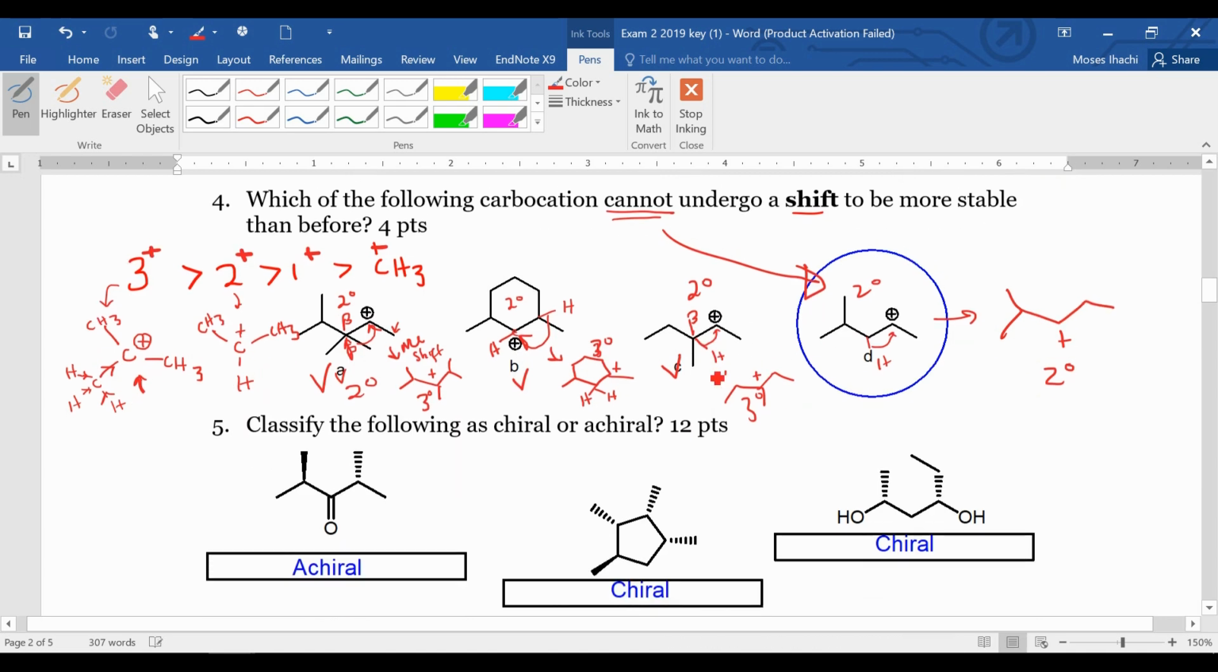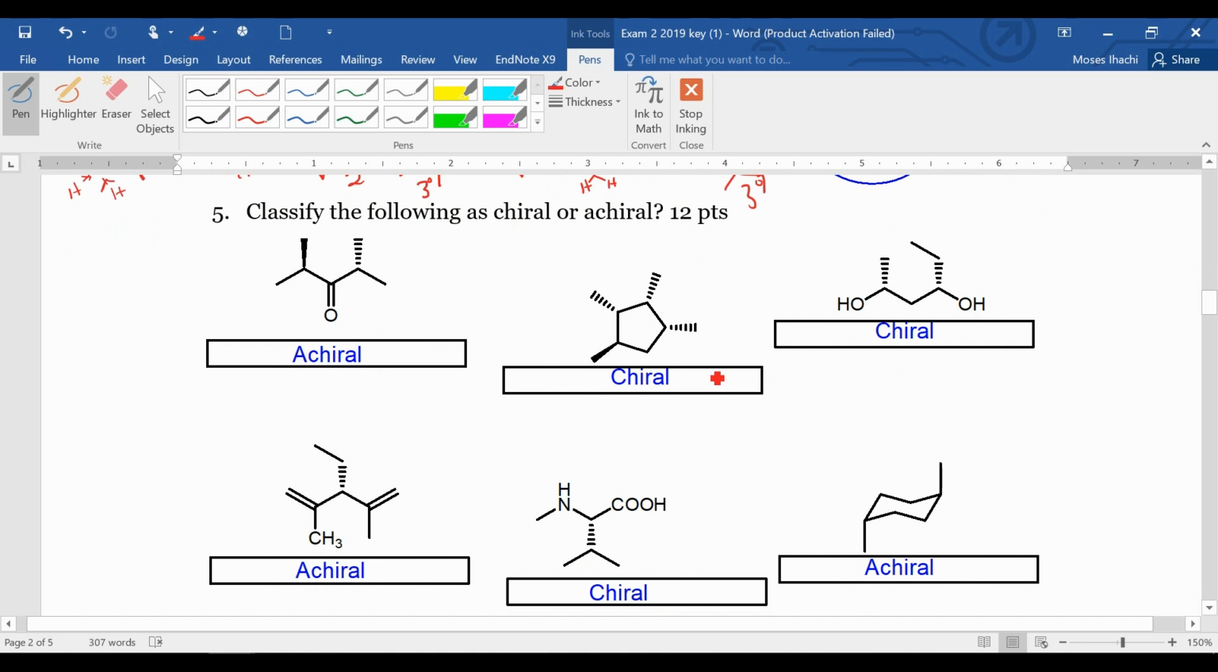So next, question number 5. Classify the following as chiral or achiral. Now, chiral means there is no internal plane of symmetry, there is no center of inversion.